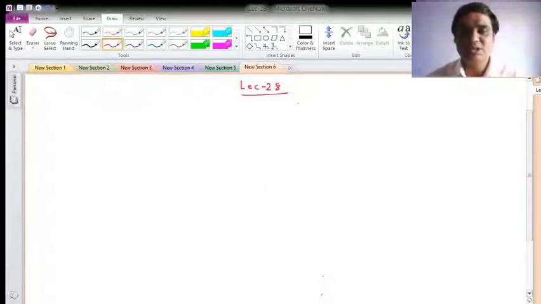So welcome to lecture 28. From the last class we have started to do the circuit analysis when the circuit consists of magnetically coupled coils. So in that last class we have defined the two terms, that is self-inductance and mutual inductance.